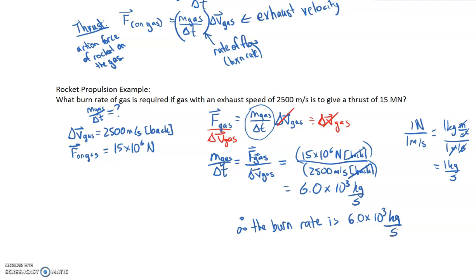We're talking tons of gas. This is actually a realistic number in terms of burning fuel to get into space off of Earth. We're talking 6,000 kilograms a second of gas actually being burned to get this thrust.